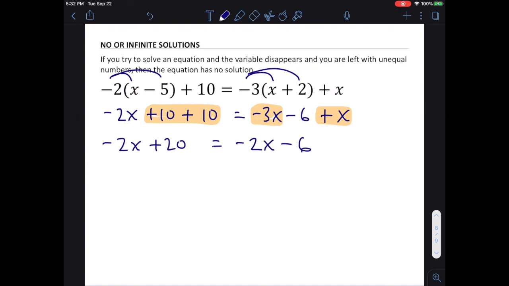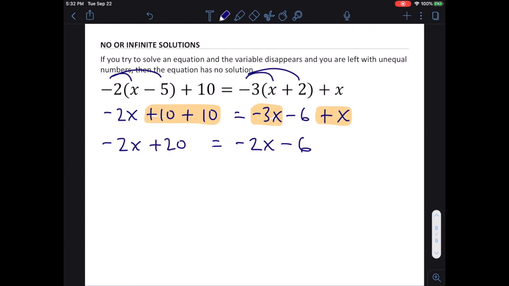All right. You can maybe kind of see where this is going. We have a negative 2x and a negative 2x, but on the left-hand side we're adding 20, and on the right-hand side we're subtracting 6. So no matter what, the negative 2x is going to be the same no matter what number we plug in there, but when we add 20, it's going to be one thing on the left-hand side, and when we subtract 6, it's going to be another thing on the right-hand side.